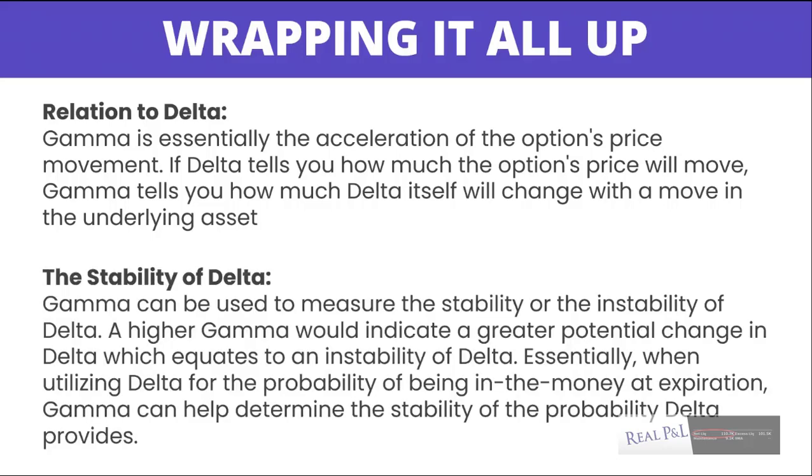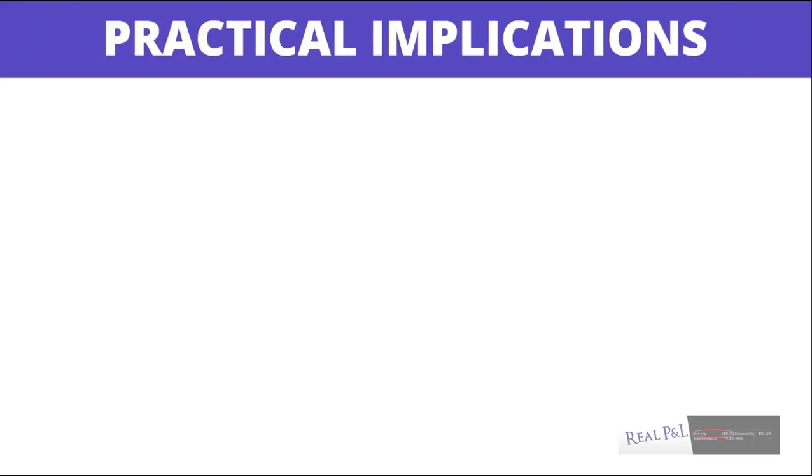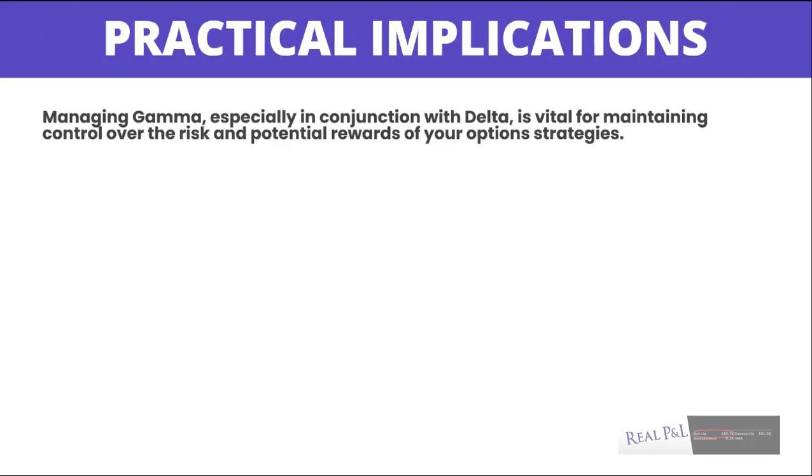The stability of delta. Gamma can be used to measure the stability or instability of delta. A higher gamma would indicate a greater potential change in delta, which equates to an instability of delta. Essentially, when utilizing delta for the probability of being in the money at expiration, gamma can help determine the stability of that probability that delta provides. Managing gamma, especially in conjunction with delta, is vital for maintaining control over risk and potential rewards of your option strategies.